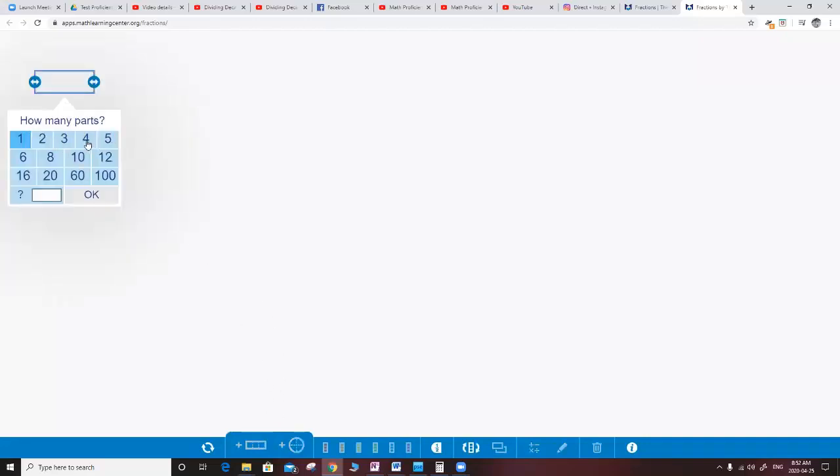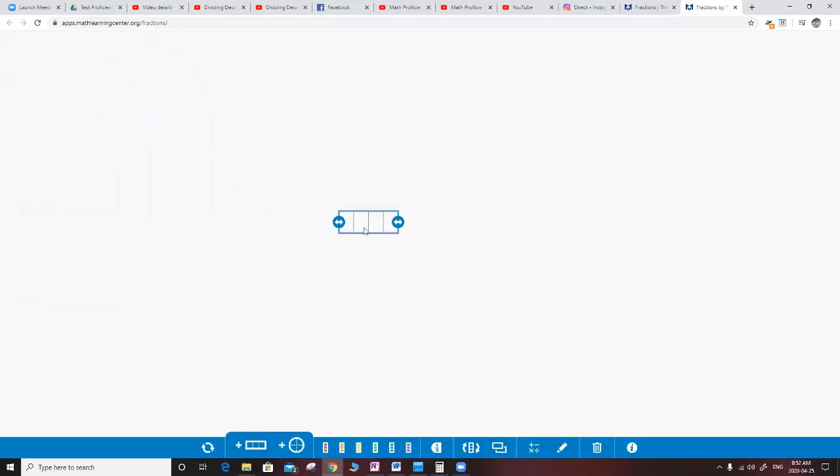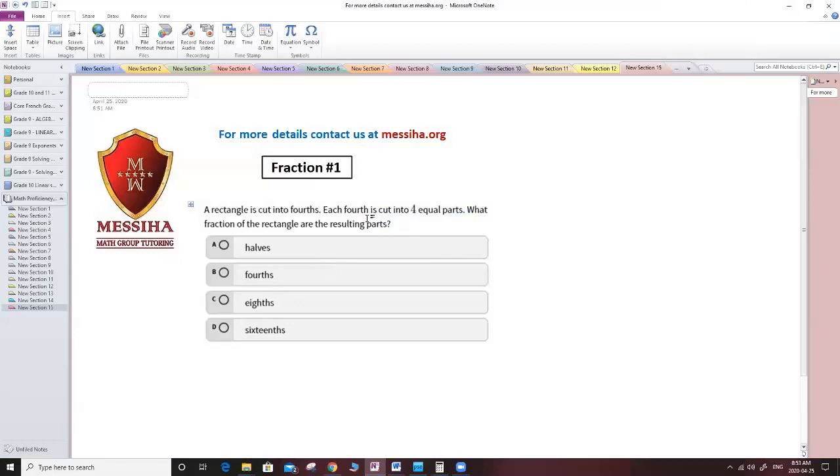And how many parts do you need? I need 4. I bring this shape, and maybe I can enlarge it a little bit. You see here 4 parts as it's asking. Each fourth, which means each part, is cut into 4 equal parts.